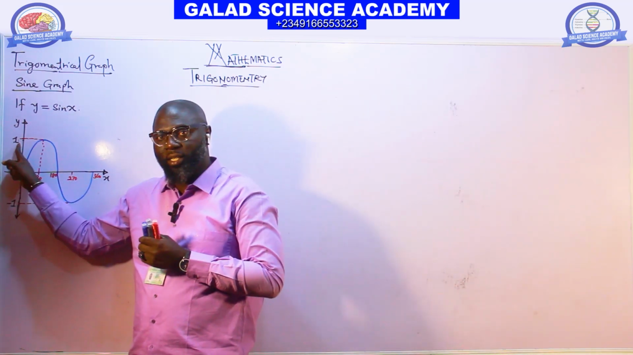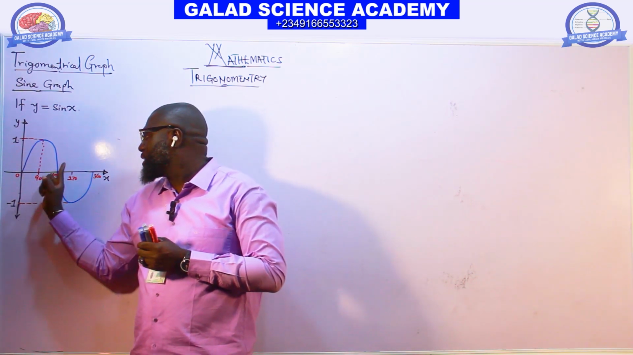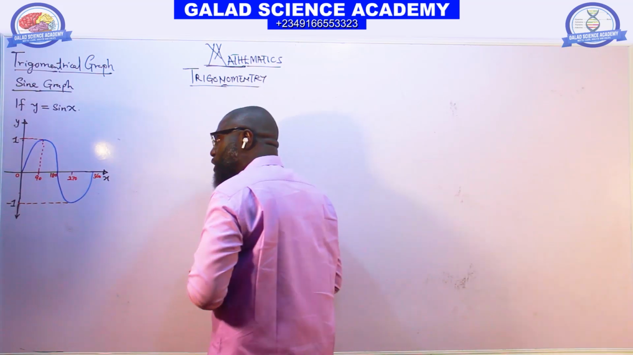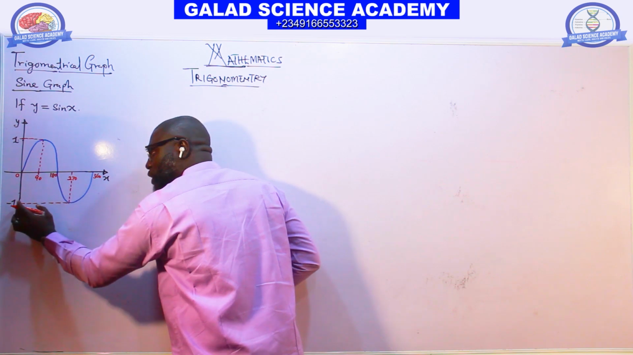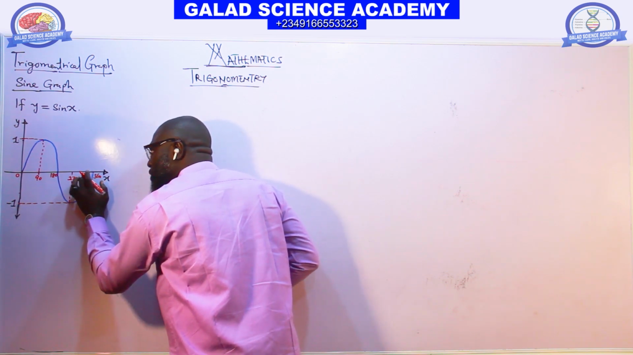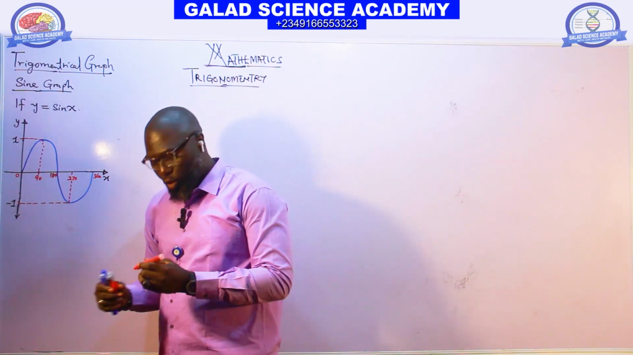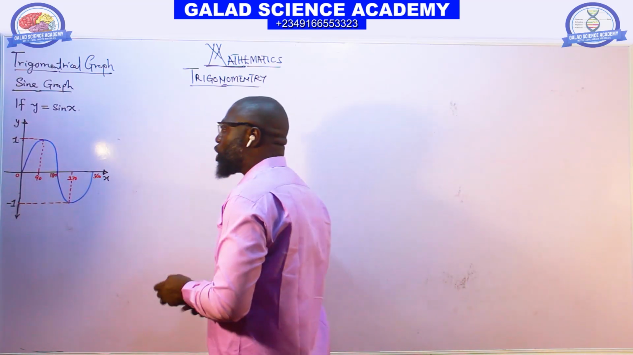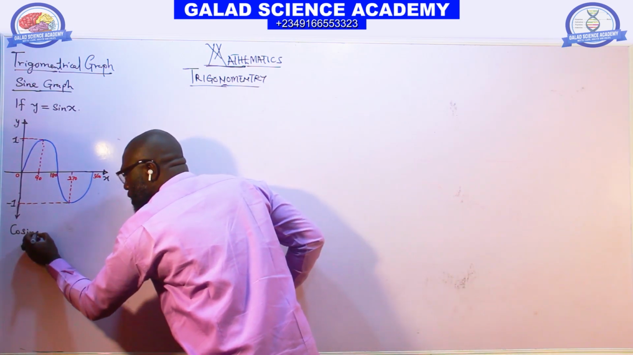Sine 0 is 0. Cos 0 is 1. Sine 270 gives us minus 1. Sine 360 is 0. This is the graph of the sine curve, and the graph is always sinusoidal. For the cosine graph.